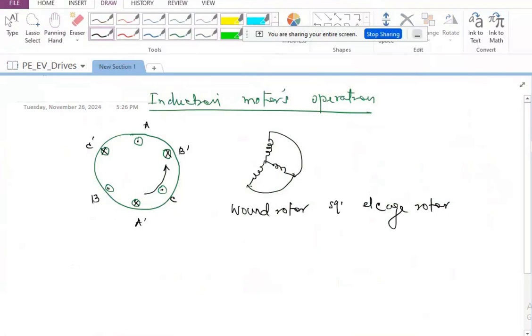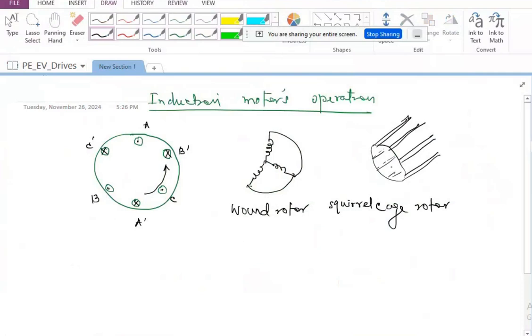So the squirrel cage rotor structure is somewhat like this. Let us say this is the cage that you are making. This is one rotor conductor. This is the second rotor conductor. This is the third rotor conductor. This is the fourth rotor conductor. Like this, I'm going to have multiple rotor conductors all over.